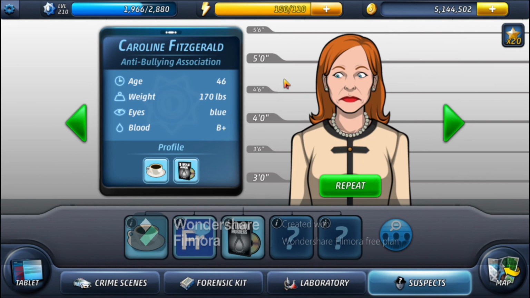Caroline Fitzgerald, Anti-Bullies Association. It feels like she might have a chance, yeah. I feel like she might have a possibility of killing Lessa Edwards. Maybe Lessa wasn't that much of a good person. What if she was blackmailing Caroline? You'll never know. You'll never know what a person is, especially if they're dead.